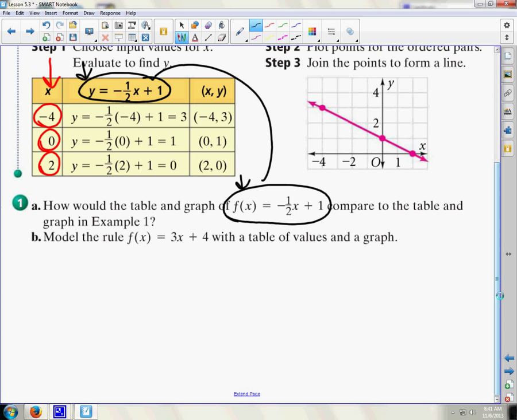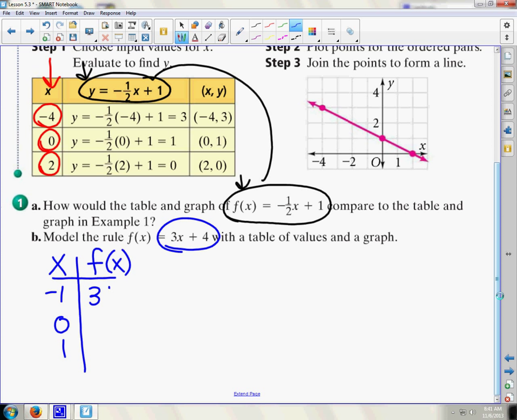So now try this. Model the rule f of x equals 3x plus 4 with a table of values and a graph. So try that problem. Okay, so I am going to do -1, 0, and 1. And then my f of x is this equation, 3x plus 4. So 3 times -1 is -3 plus 4 is 1. 3 times 0 is 0, plus 4 is 4, and 3 times 1 is 3, plus 4 is 7.